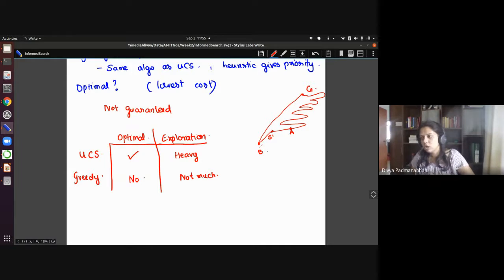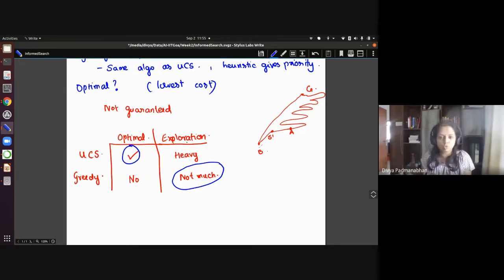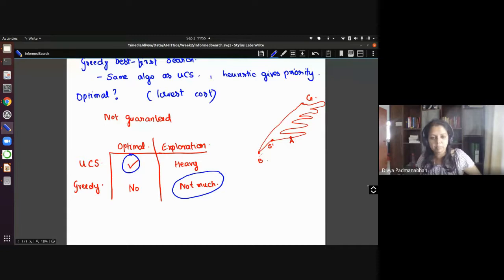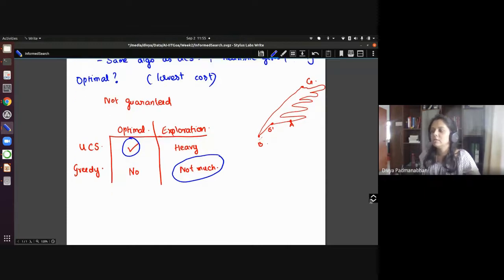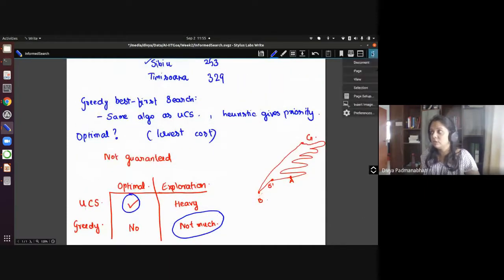Okay, so you can see where I'm getting to, right? What we really want is this property of UCS, which is desirable, and this property of greedy, which doesn't do too much exploration. Of course, when you want lesser exploration, you need to go for heuristics. We cannot do that without any heuristics. So how can you improve the greedy approach? Or what is an alternate approach to get optimal, but also not do much exploration? Okay, so that's going to be the next algorithm we will do.